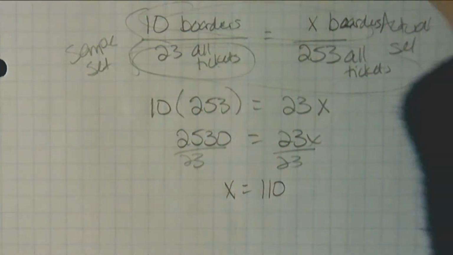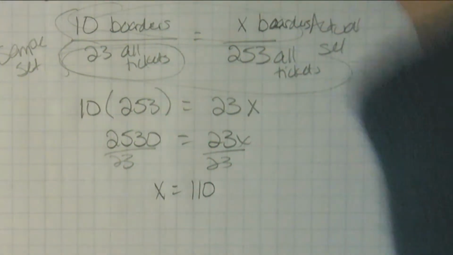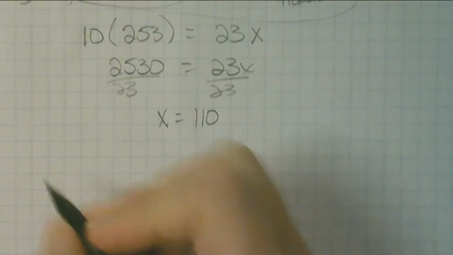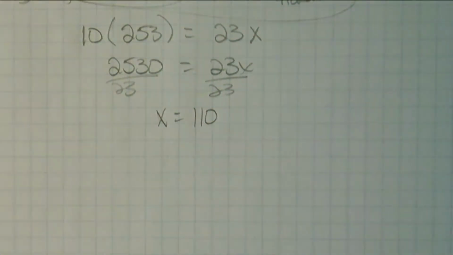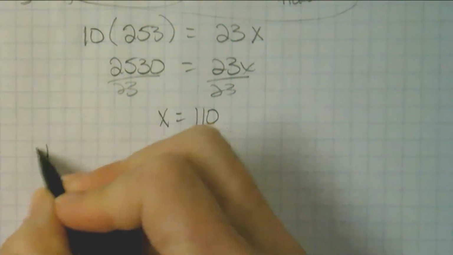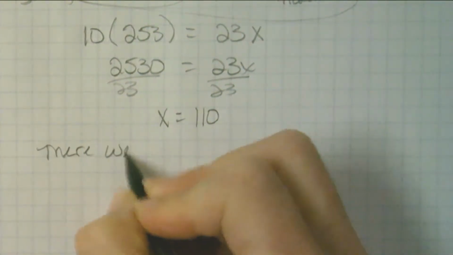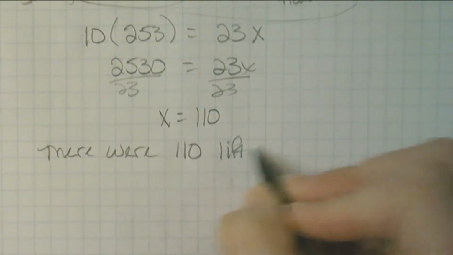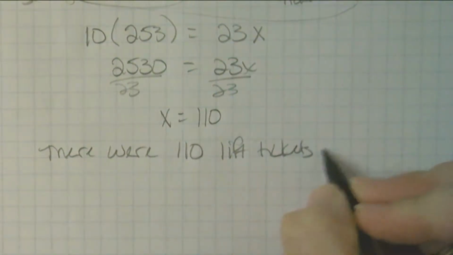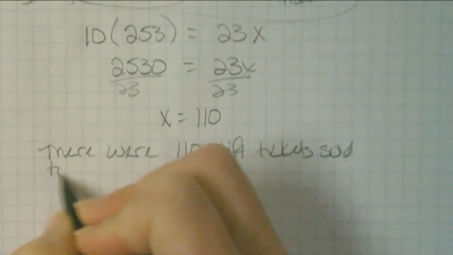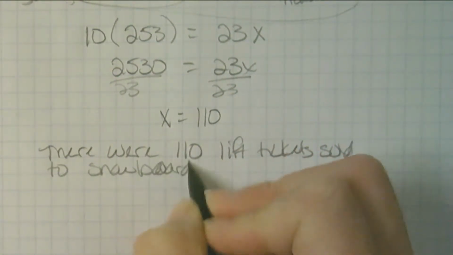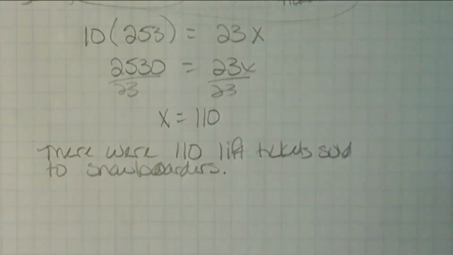What does that mean? What does my answer mean, Giselle? All right, so I might say something like, there were 110 lift tickets sold to snowboarders. Remember, you guys have to remember to write that as a decent sentence.